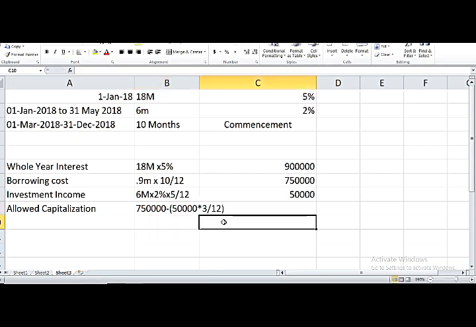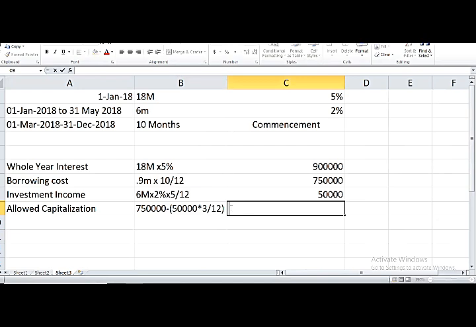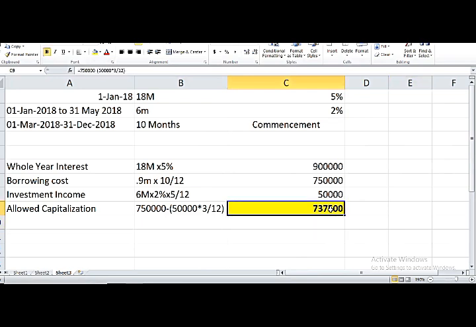So let me calculate it over here again. So this much is the amount which will be allowed for capitalization. The total amount was 750,000, but from that there was investment income of 50,000, which was not allowed. The whole investment income was earned for 5 months. The 3-month period has been subtracted from it. Now this amount is allowed for capitalization. Any questions so far? No, it's clear.